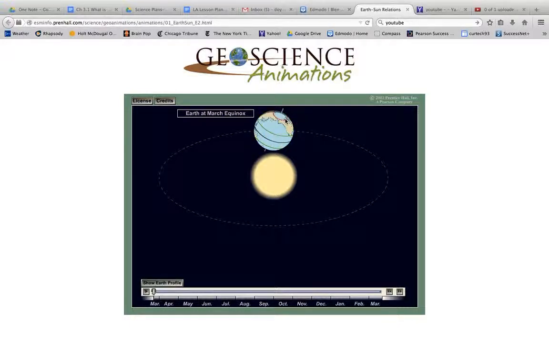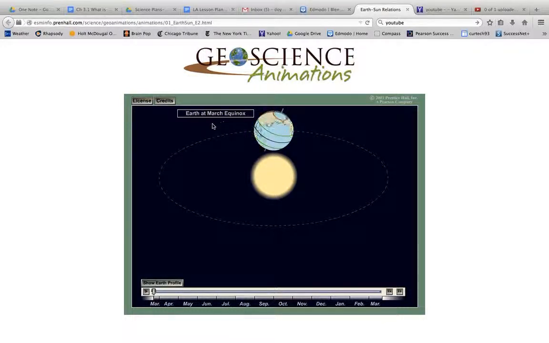So the Earth rotates around its axis. It goes really fast because it has to rotate one full turn in 24 hours, and it rotates counterclockwise, just like it is here in the picture. All right. The other thing about the Earth on its axis is that it's tilted, and that's really important because that is the reason we have seasons.